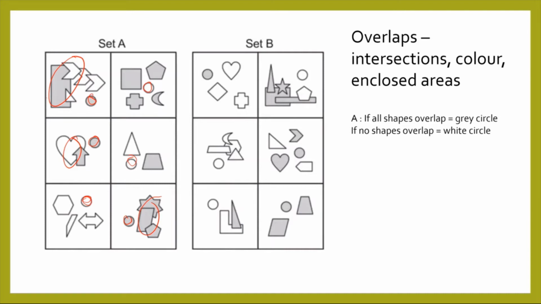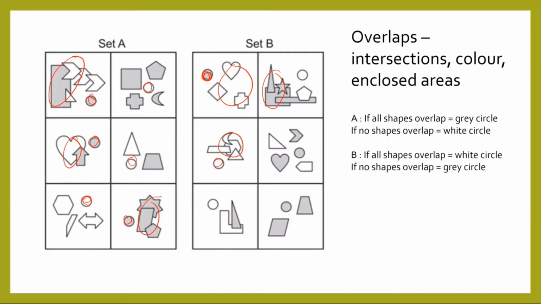If we look at set B, it should be the opposite or something different. In that case, these shapes don't overlap, and we see that the circle is grey, which is the opposite of set A. In this case, these shapes do overlap and the circle is white. We can confirm that with all of them. So this is our rule.